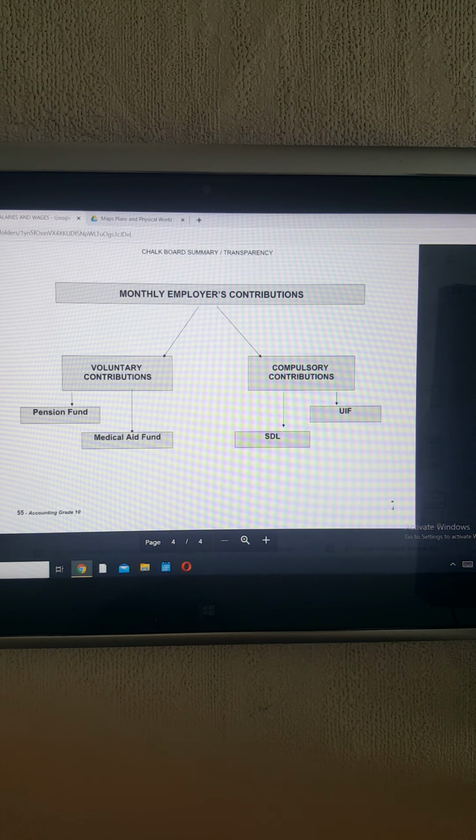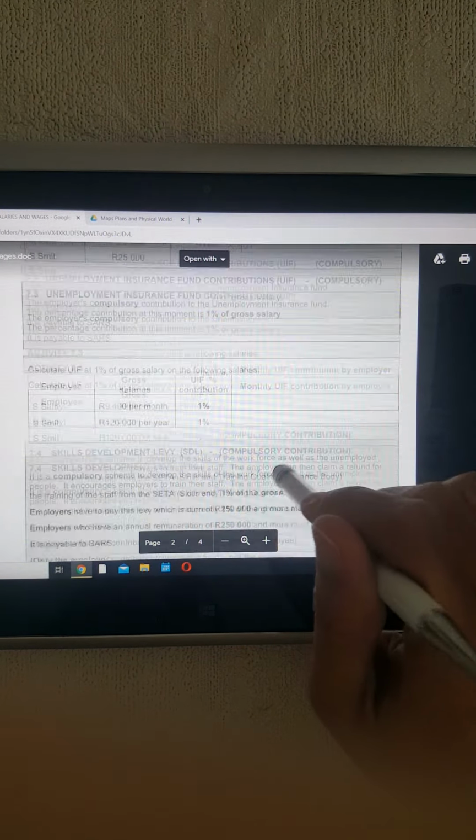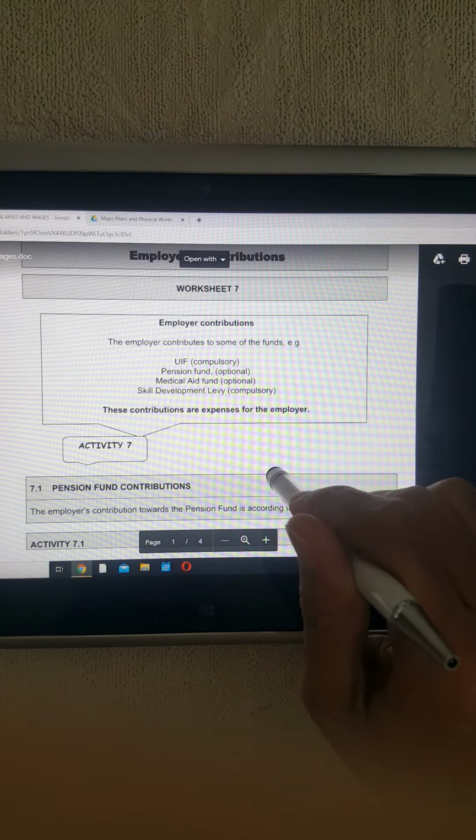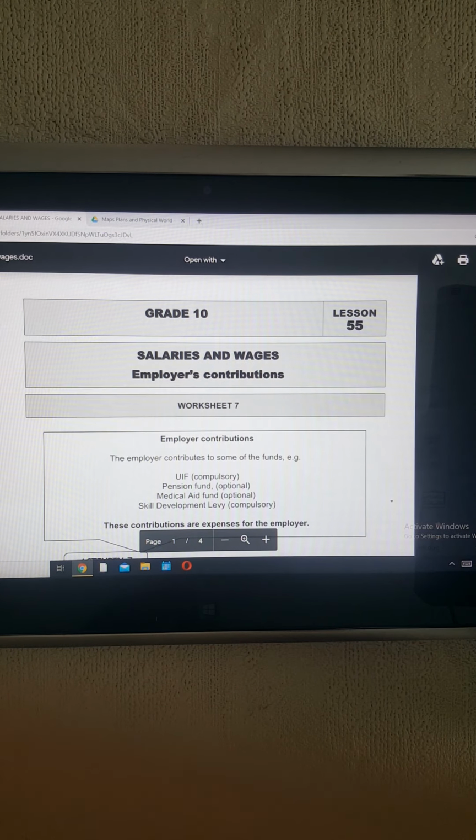Okay, so now you need to go through these activities here as your examples and just try to work them out. So this one is employers' contributions. It's lesson 55.